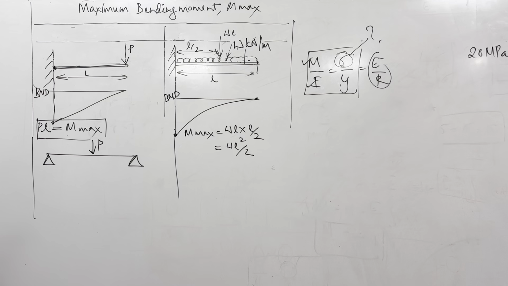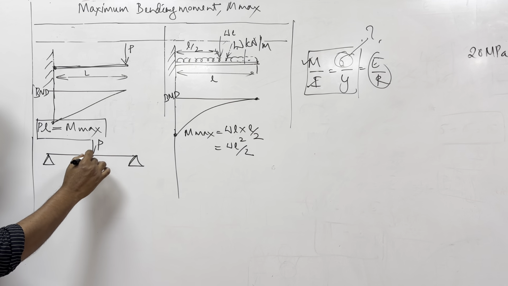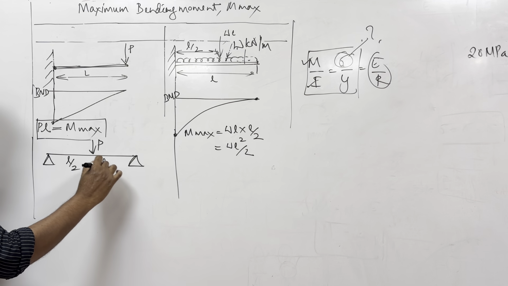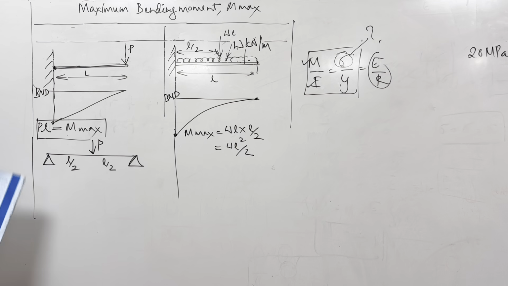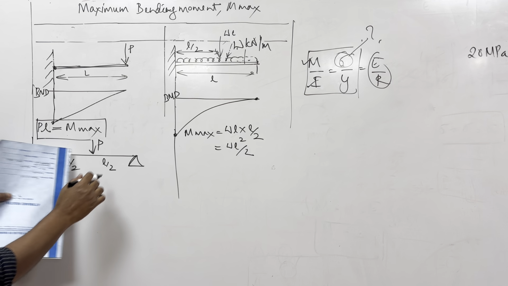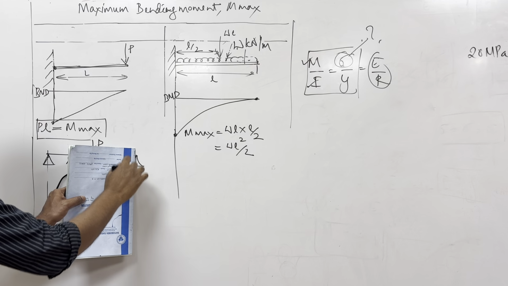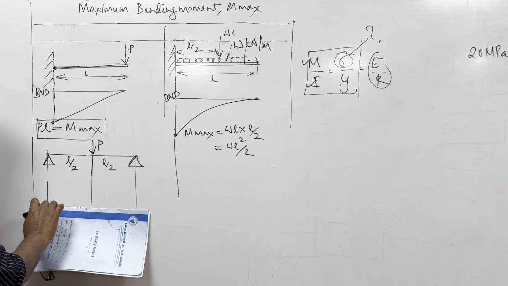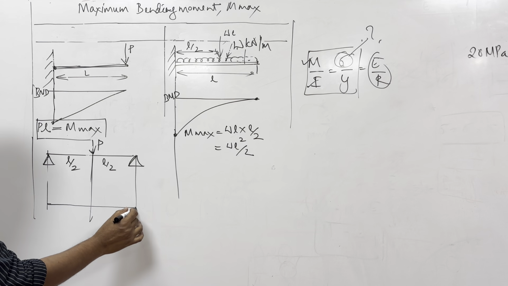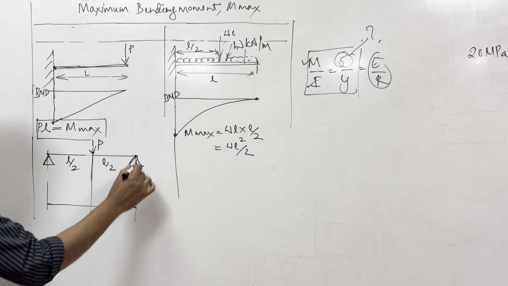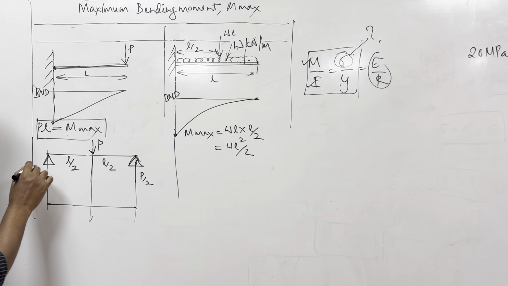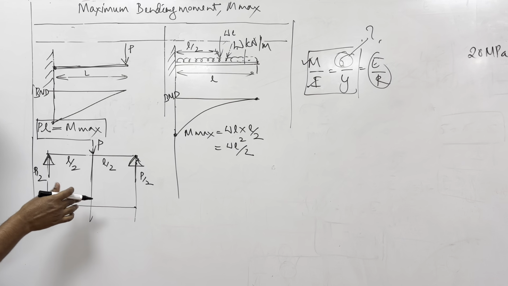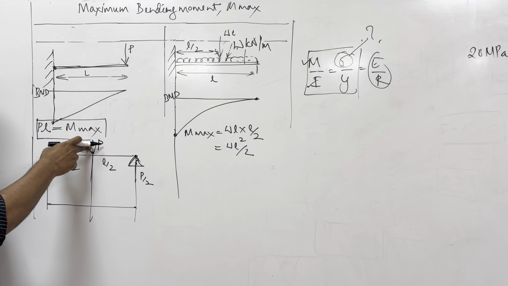Now you should remember this equation straight away, because if you have to solve for 100 marks, you need to remember this. So if it is exactly at the center, that means it is L by 2 either way. And if you try to draw a bending moment diagram, how will it look? This will look like this. At the ends, you know that this side the reaction is P by 2, and this side the reaction is P by 2, because the load is exactly at the center.